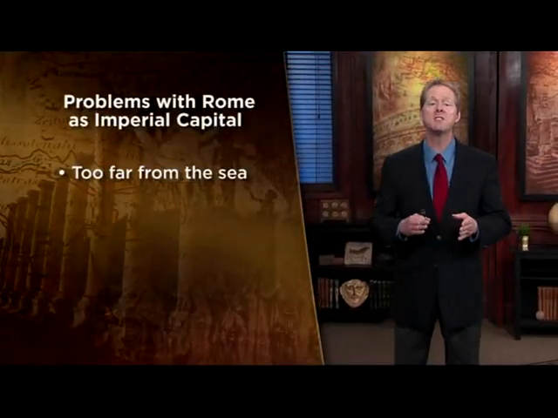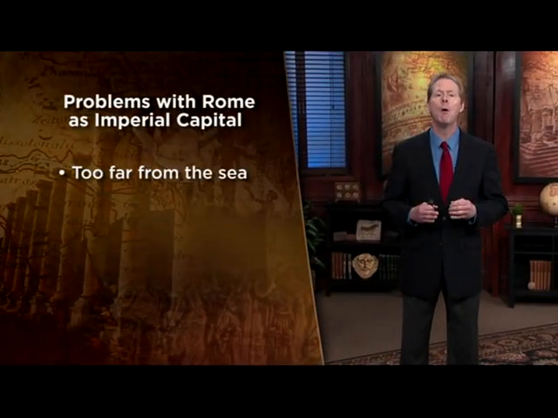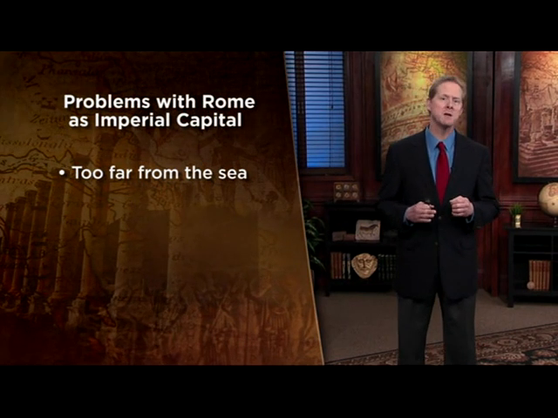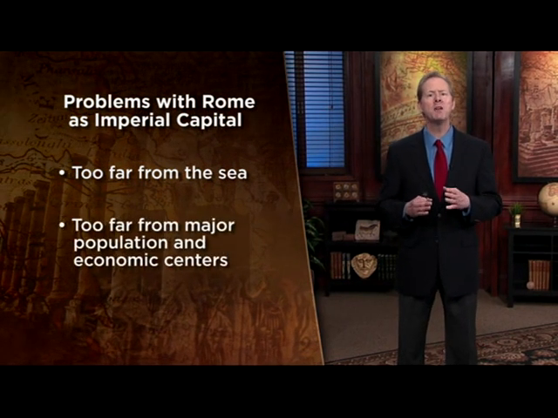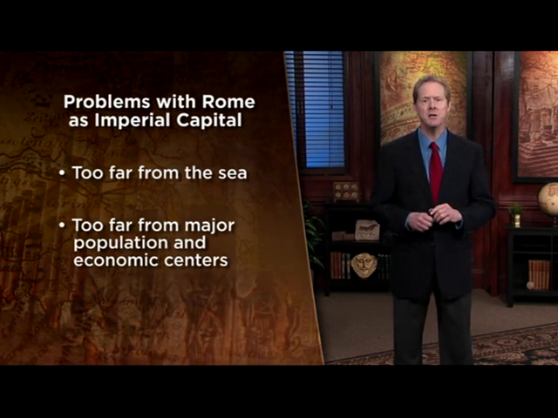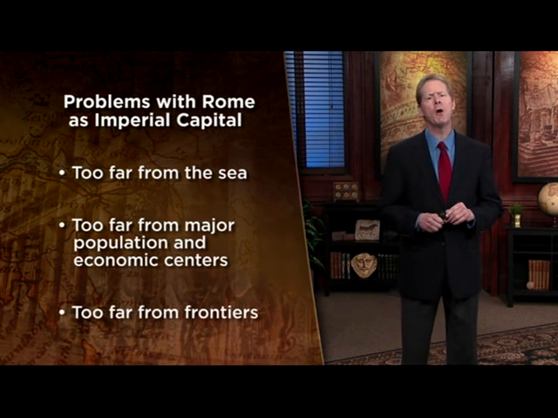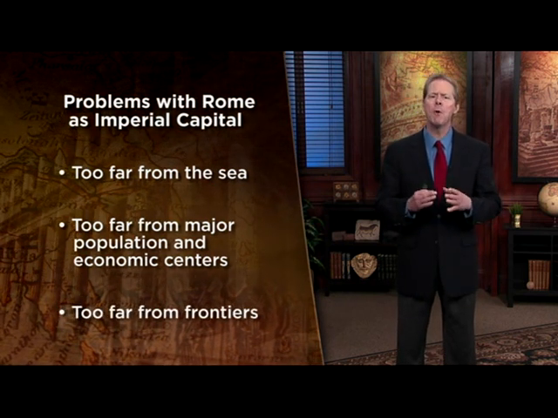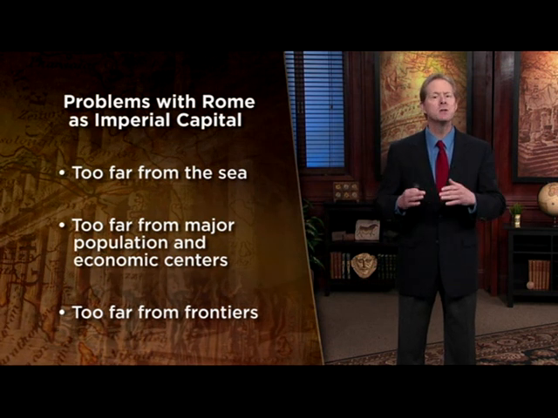Now, by the 4th century AD, it was clear that Rome was not conveniently located as an imperial capital. It was too far from the sea, and the sea was the major way that rapid long-range transportation took place. It was too far from the major population and economic centers of the empire, which were generally found in the east, the Asian provinces, and it was too far from the frontiers, so the government in Rome could not respond rapidly to invasions, to threats along the borders. Rome had therefore largely become a symbolic capital rather than a center of government.